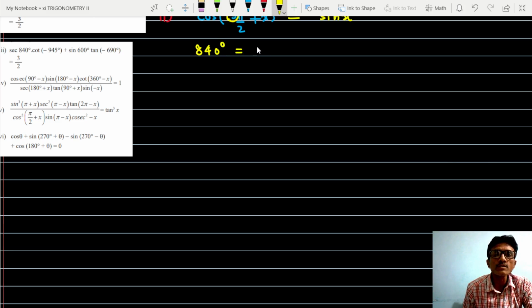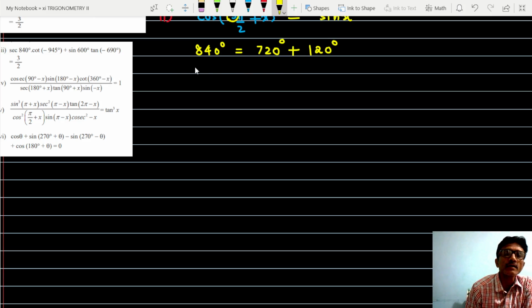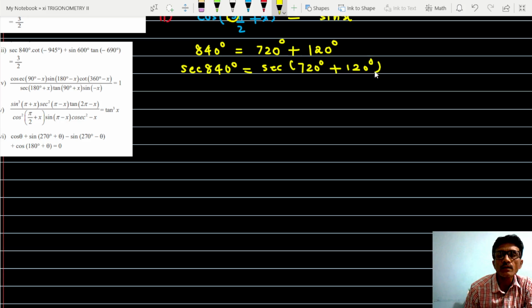See here 840 degree, 720 degree plus what? 120 degree. तो co-terminal angles होते हैं and trigonometric functions of co-terminal angles are same. So sec of 840 degree that is equal to, सबकी वैल्यूज हम फाइंड करेंगे. sec of 720 degree plus 120 degree and it gives equal to 120 degree.